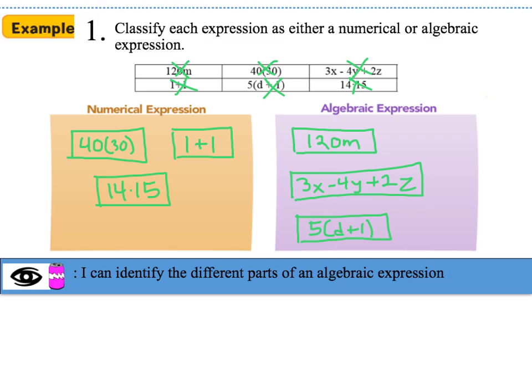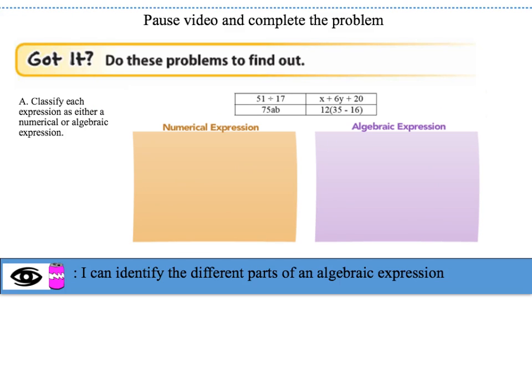So once again, the tiles on the left-hand side have no variables. The tiles on the right-hand side contain variables. So go ahead and pause the video and complete this guided problem, and we'll discuss the answers in class tomorrow.